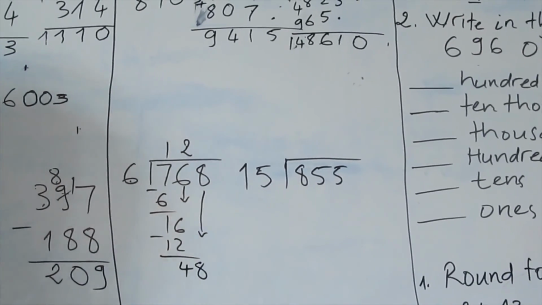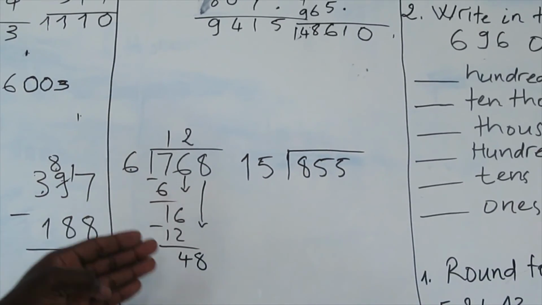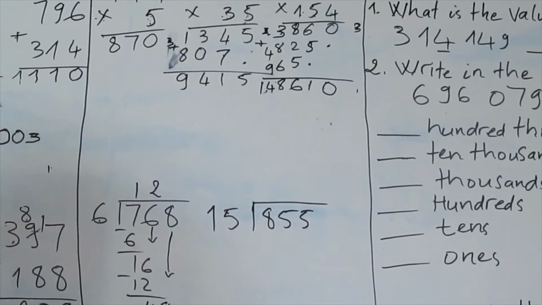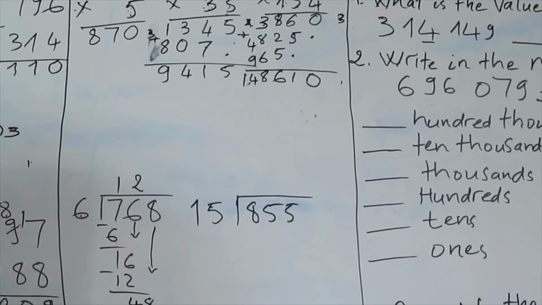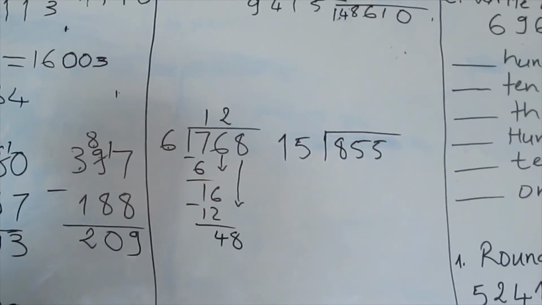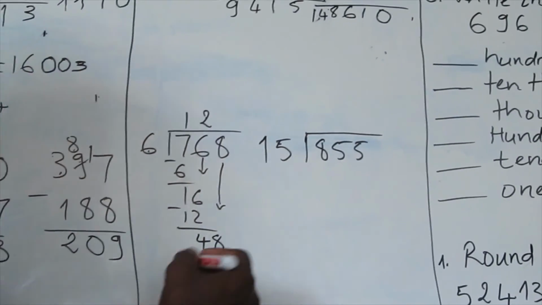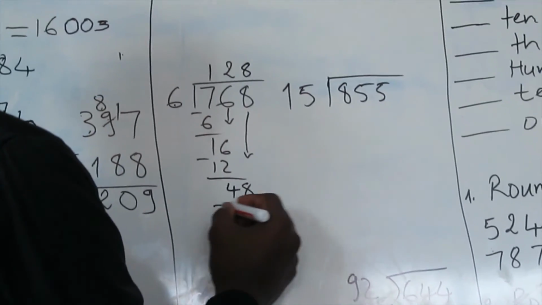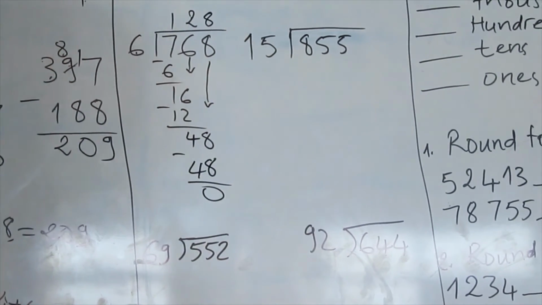8. How many times? 48 divided by 6 equal to 6 times 7, 42. 6 times 8, 48. So here is 8. 6 times 8 is 48. And we don't have a remainder.